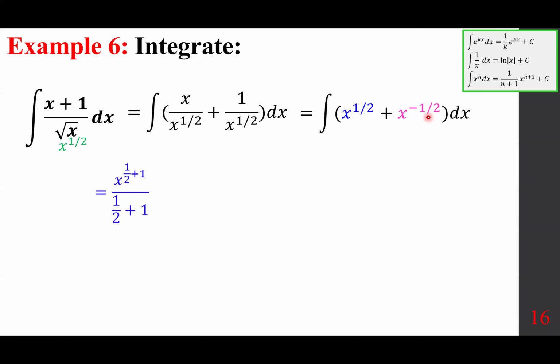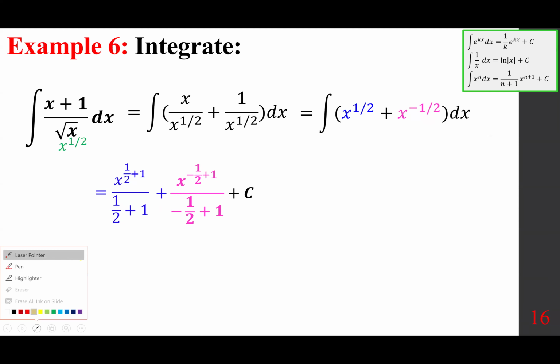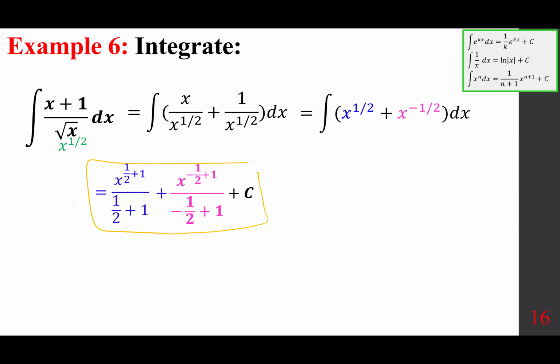What about this one? 1 over negative 1/2 plus 1, x to the power of negative 1/2 plus 1. There is nothing else. We add a constant. So this is the only calculus step, everybody. This is it. This was algebra, algebra, algebra, and now more algebra.